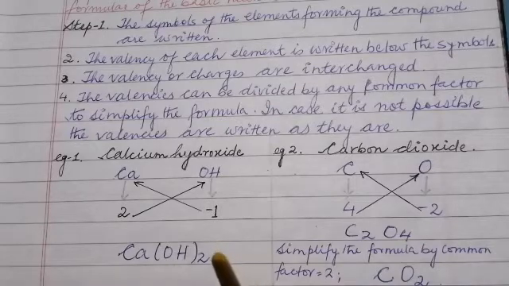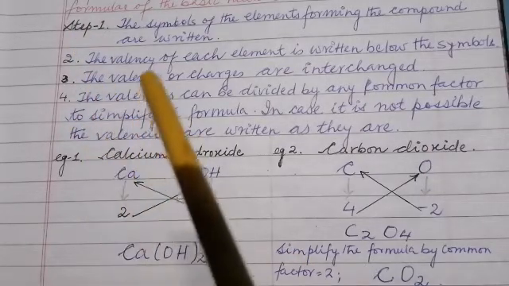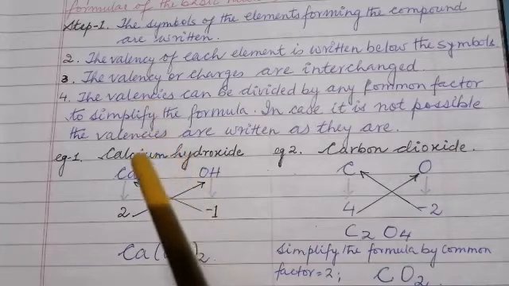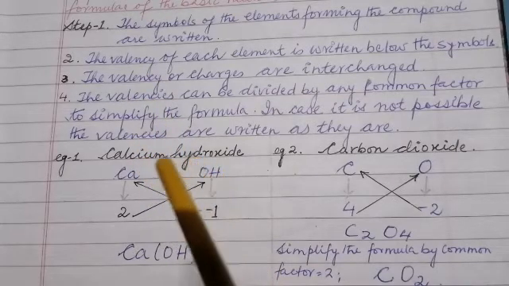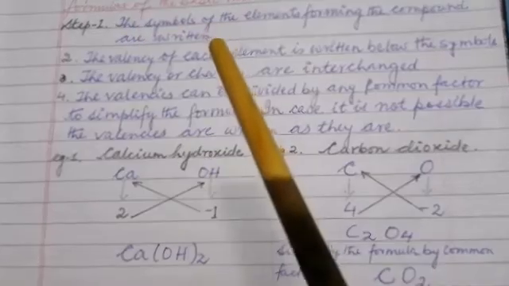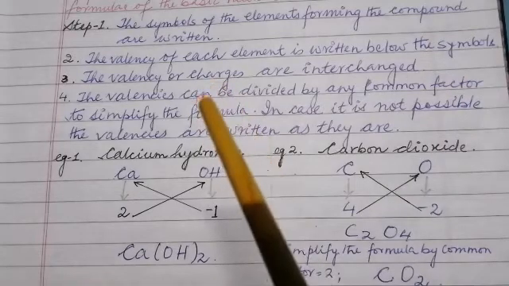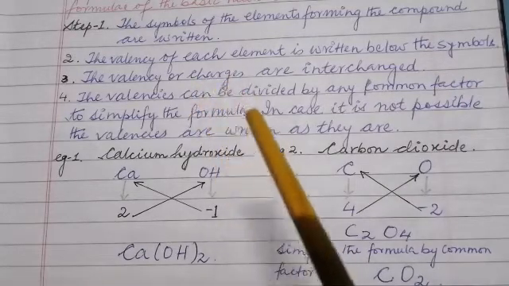This is how you write a chemical formula correctly. You have to follow these 4 steps strictly. And in order to write a chemical formula, you have got to memorize the list of the positively charged ions and the list of negatively charged ions, which I dealt with you in the previous class.